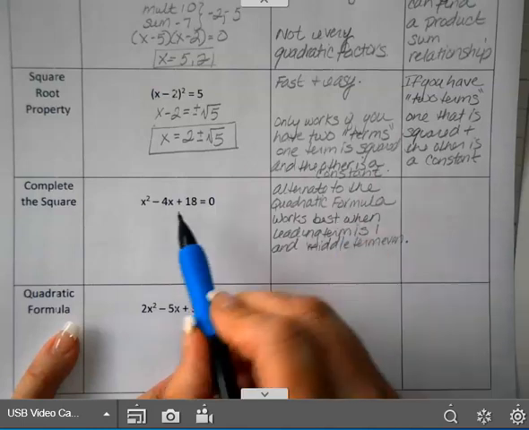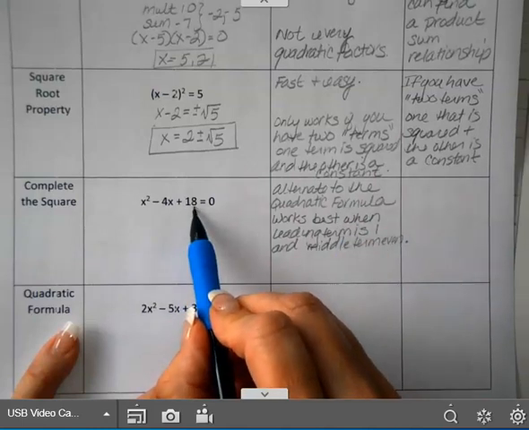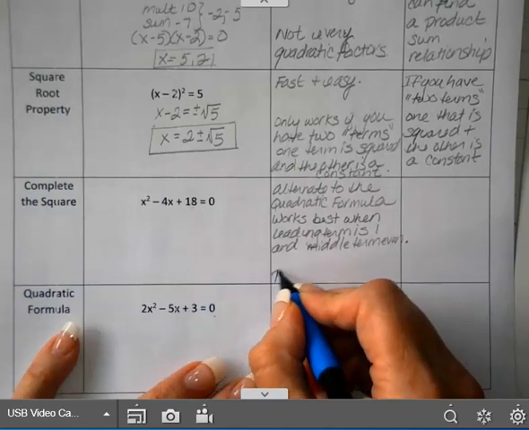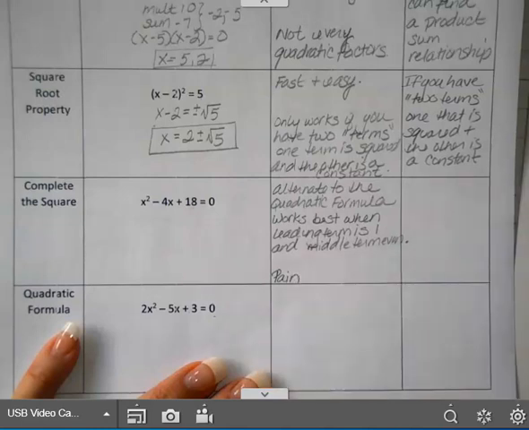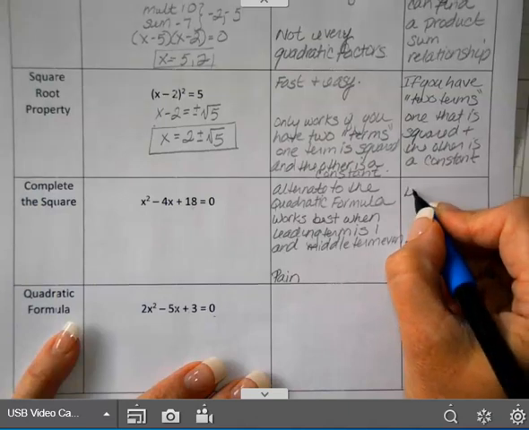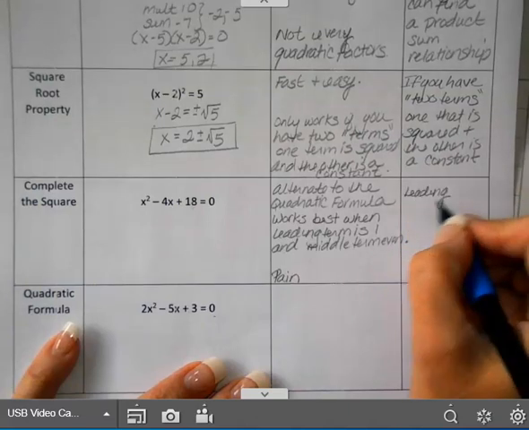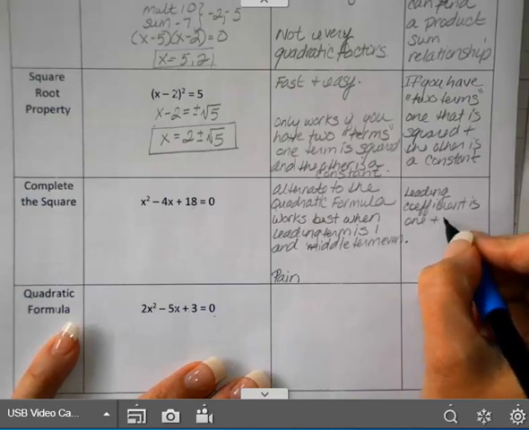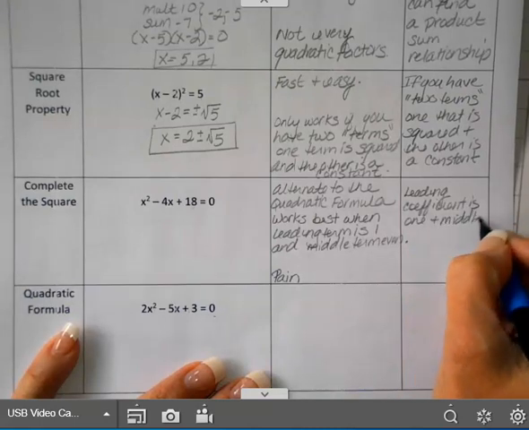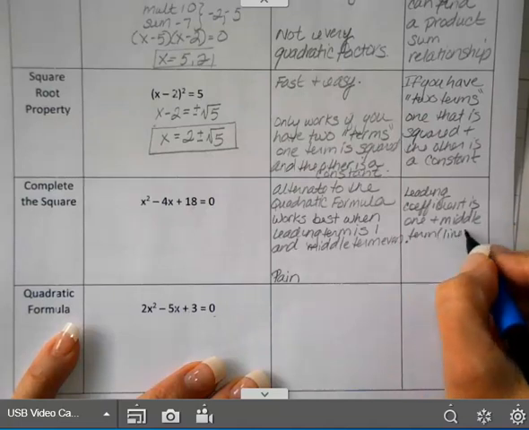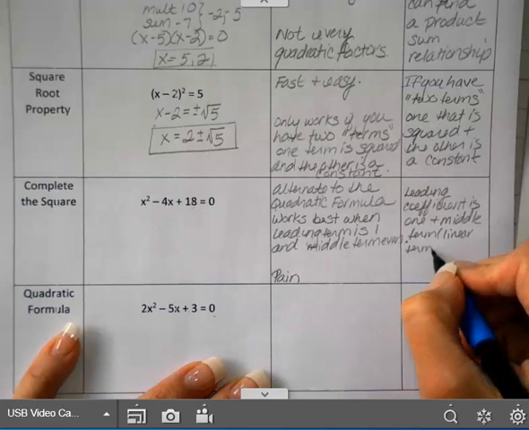Sometimes things won't factor, like this one doesn't factor, but it is a nice one to complete the square. It's kind of a pain, and I would consider that its weakness. And you'll want to use this method again when the leading coefficient is 1 and middle term, or your linear term, is even.